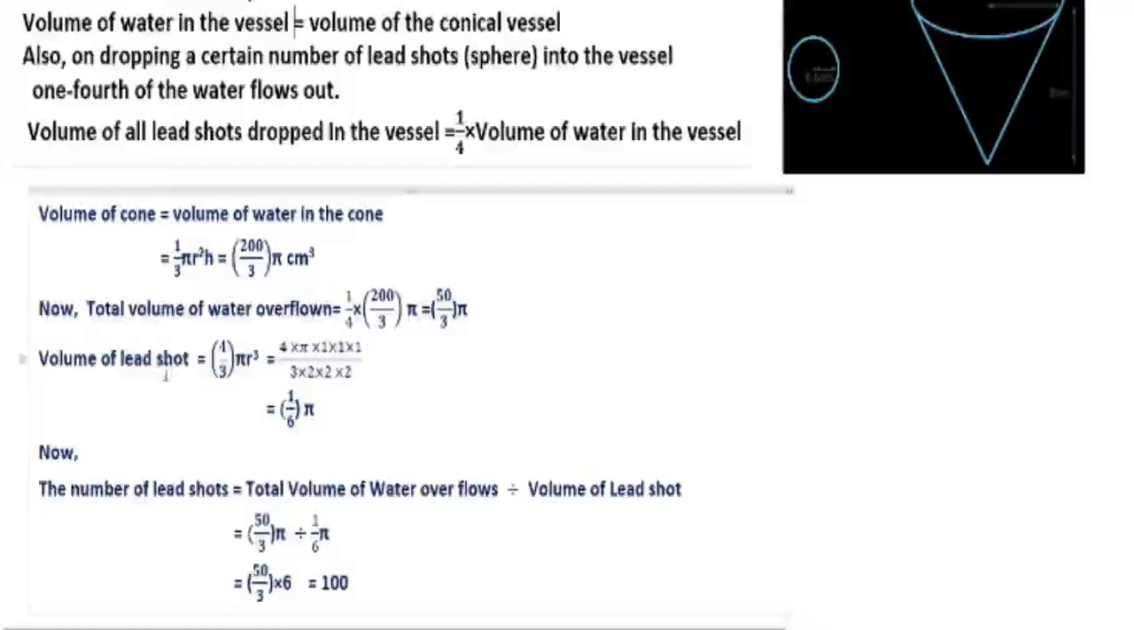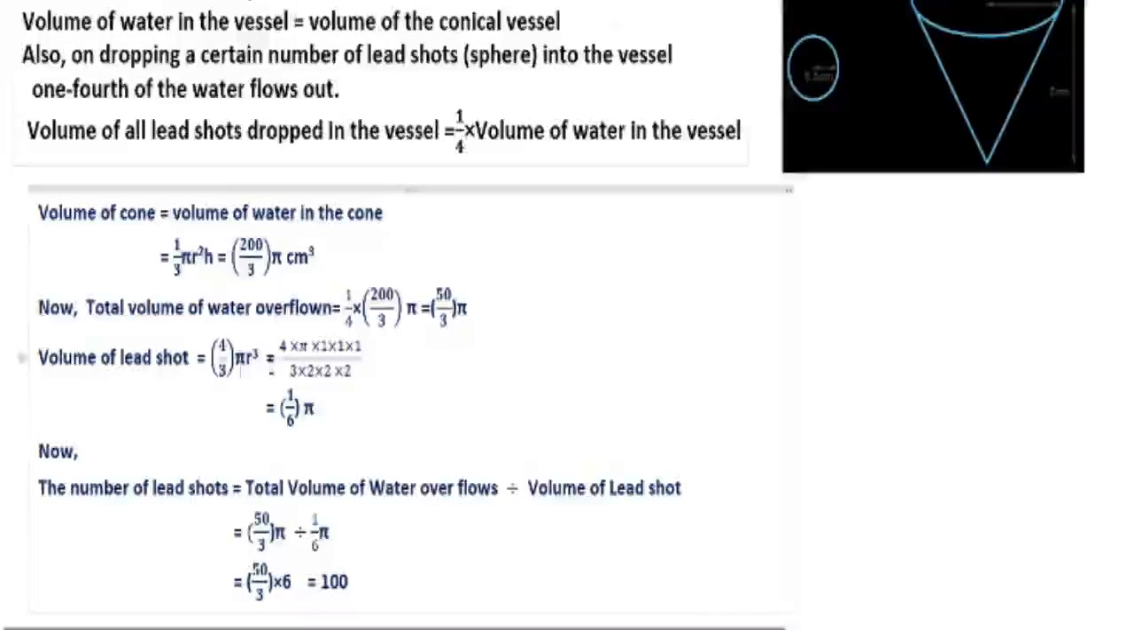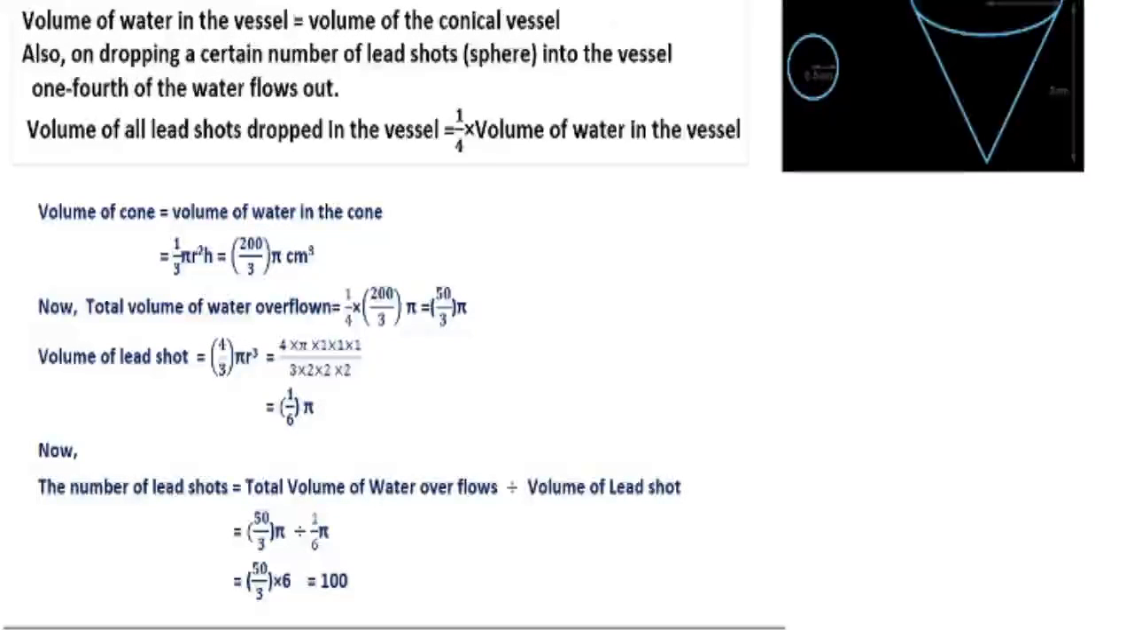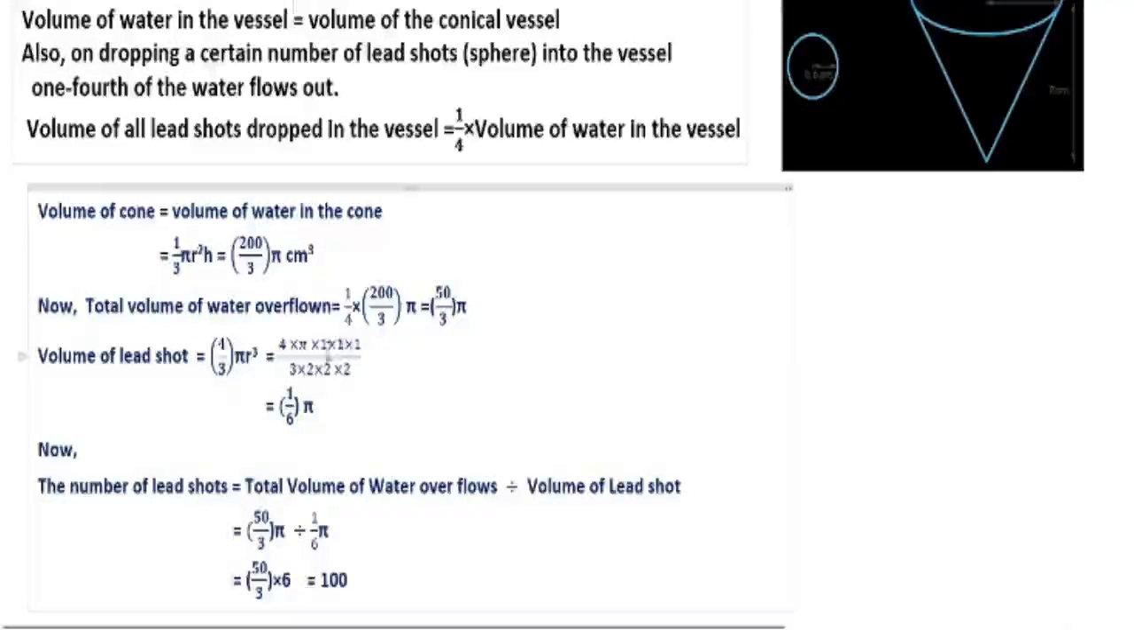Now we find out the volume of a lead shot. For lead shot, we can use the formula of a sphere, as it is in a spherical shape. Volume of a sphere is 4/3 pi r cube. Here r is the radius of the sphere. Radius of the sphere is 0.5 centimeter. 0.5 is equal to 1/2, so r you can take as 1/2. So simplify it here: 4 into pi into 1 into 1 into 1 divided by 3 into 2 into 2 into 2. You will get 1/6 pi. So this is the volume of one lead shot.